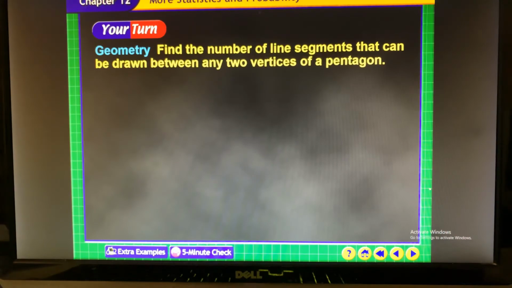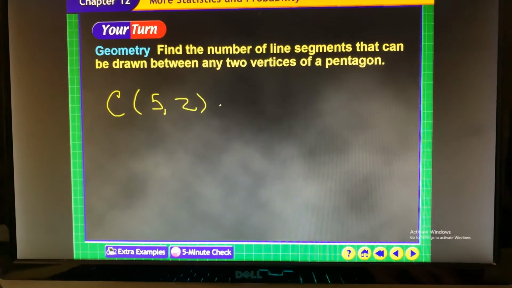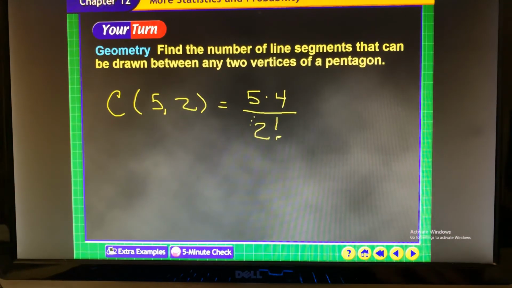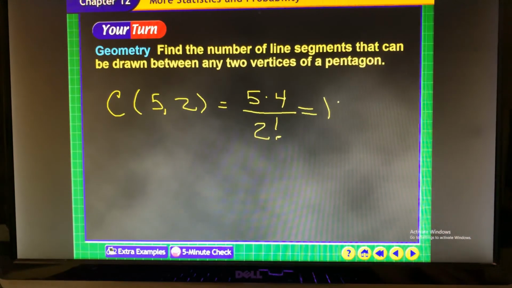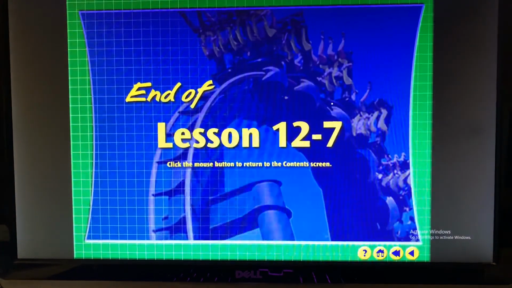Same kind of thing. This time it's a pentagon. Of course, you remember a pentagon is a 5-sided figure. So it goes like that. 5 times 4 divided by 2 factorial. Don't forget that bottom is factorial. I know 2 factorial is 2, but it's not always going to be 2. So again, 10. Yay! Good luck.